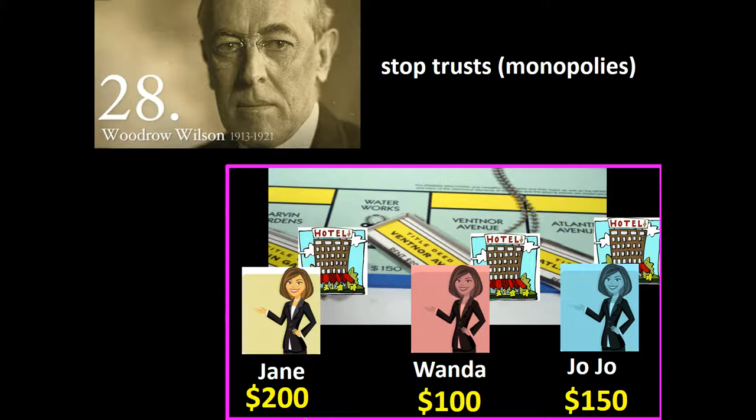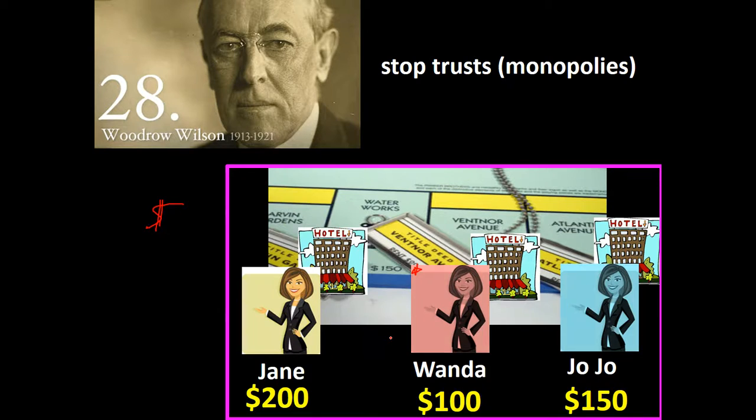Jane, Wanda, and JoJo, you've got all these different competing hotels. They all want your money, and they're trying to convince you, come stay at my hotel. Well, look. In this world, all these are four-star hotels. They're all perfect. They're all great. So, of course, you're going to go with Wanda's hotel. You want to stay at Wanda's place because it's cheaper.